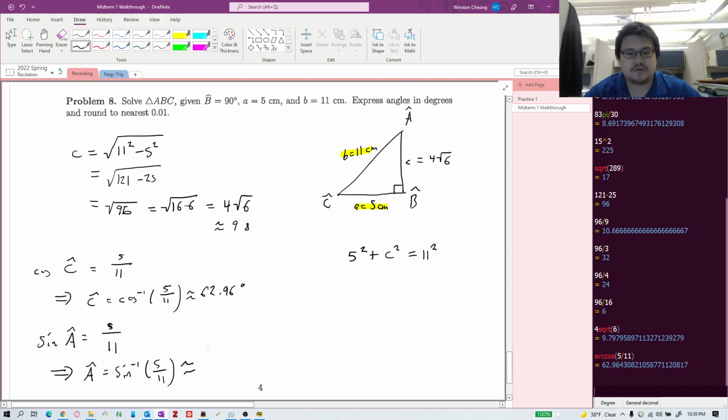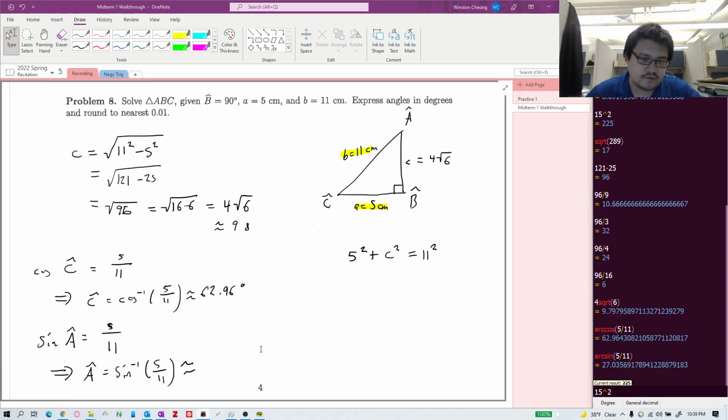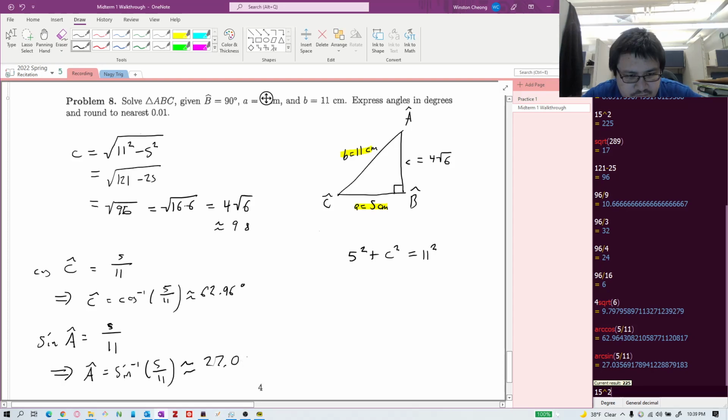Plugging this into my calculator, arc sine of 5/11. We get 27.04. I have to round up. Degrees. Yes, and that matches. So I'm just going to box these last values.